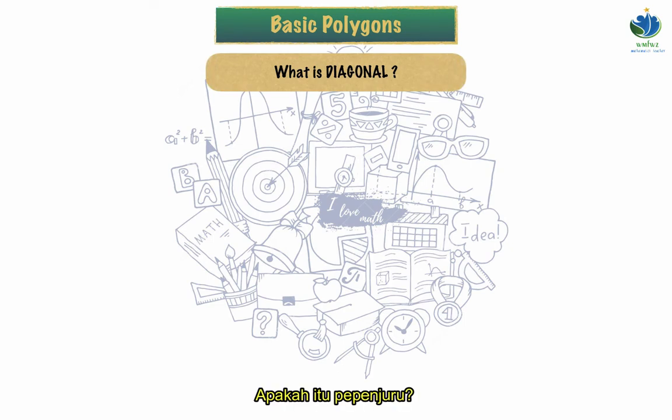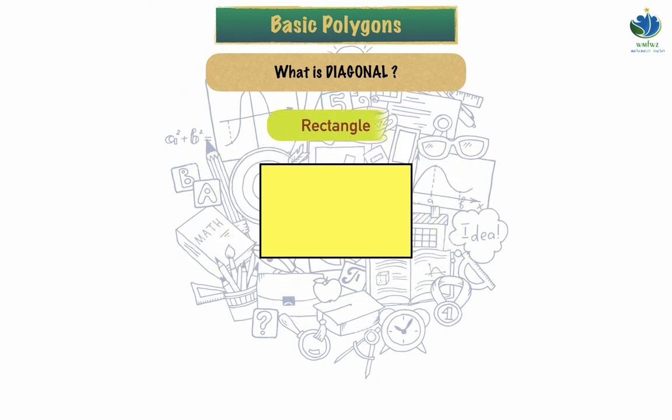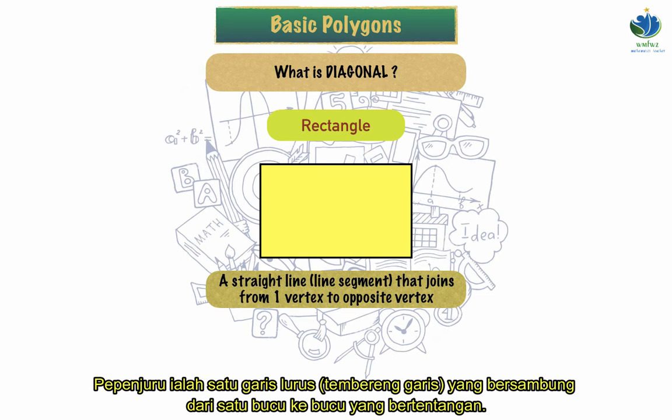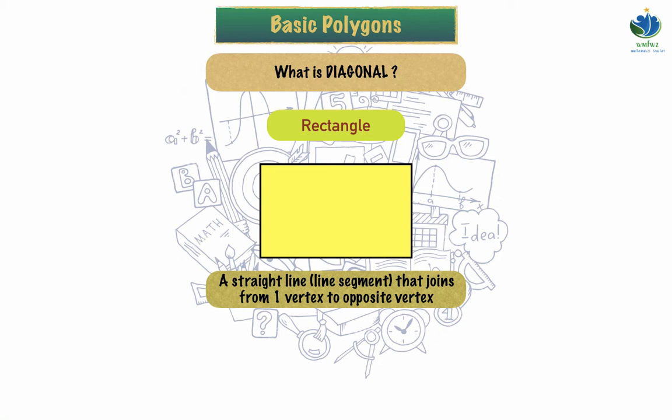Okay, next, what is a diagonal? Is there any diagonal in a triangle? Okay, now let's get started. Right now I will use a rectangle. A diagonal is a straight line, or we call it a line segment, that joins one vertex to the opposite vertex. So here we see, this one we call a diagonal.